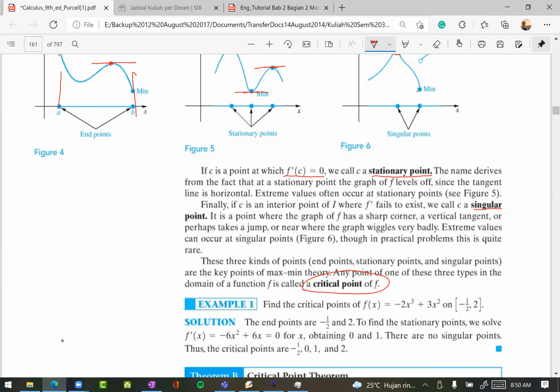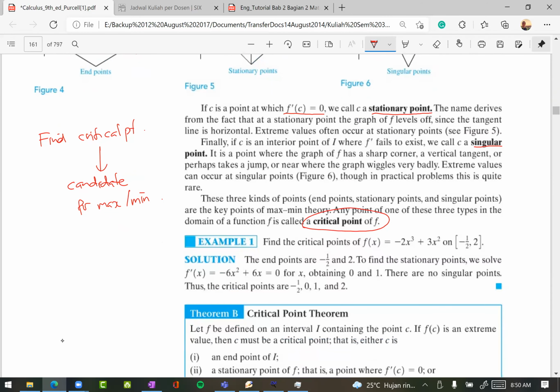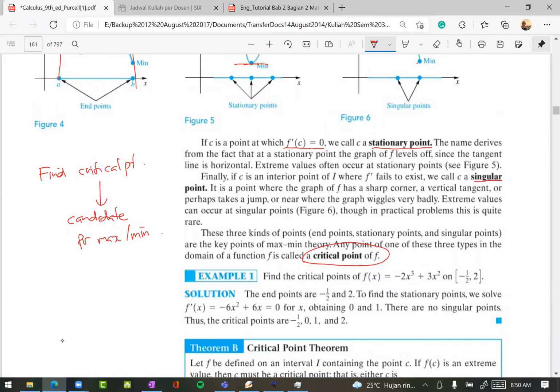So the idea later on is to find critical points. Those would be the candidates for max and min. That's the strategy that we will use later. I'll stop here and continue with the computational part tomorrow.